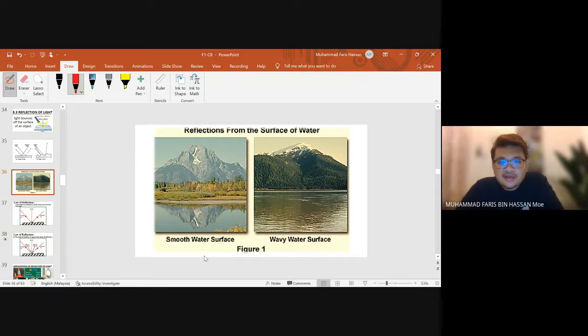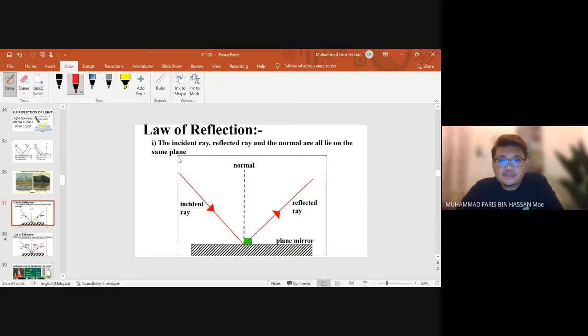As you can see here, with a smooth water surface like this one, you can see the reflection of the mountains here. With a wavy water surface, you cannot see the reflections clearly. So this is the law of reflection. The incident ray, reflected ray, and the normal all lie on the same plane. This is the incident ray.